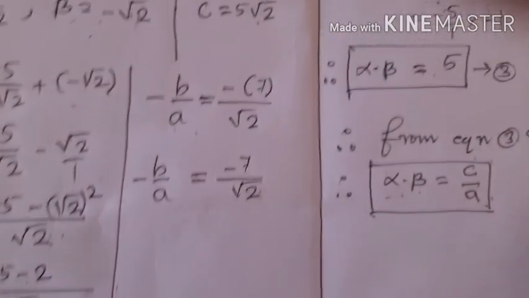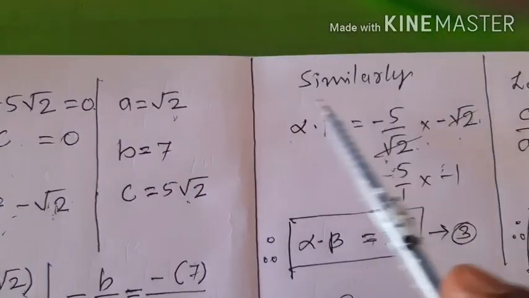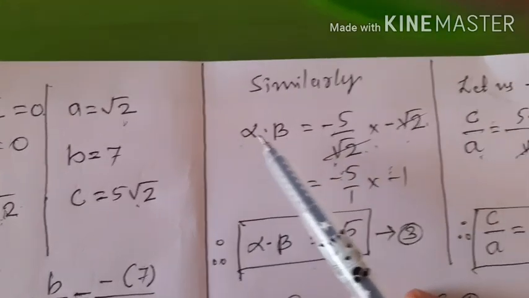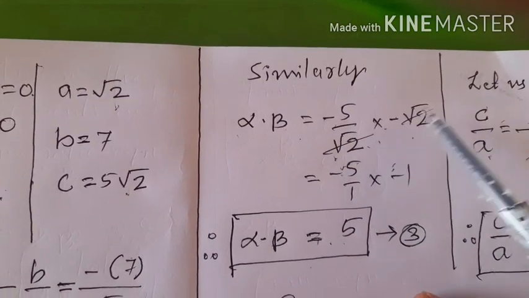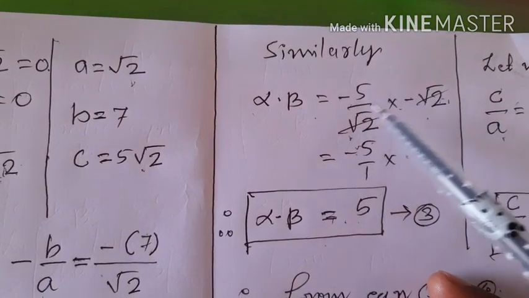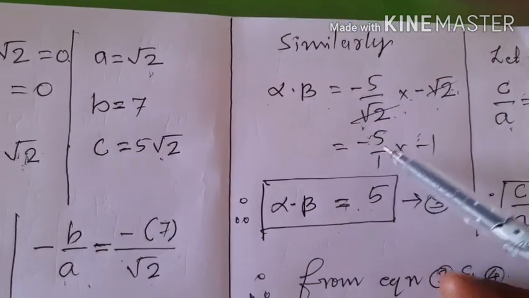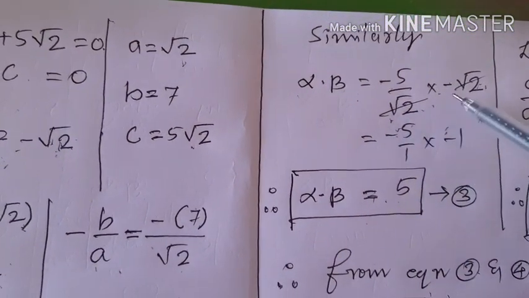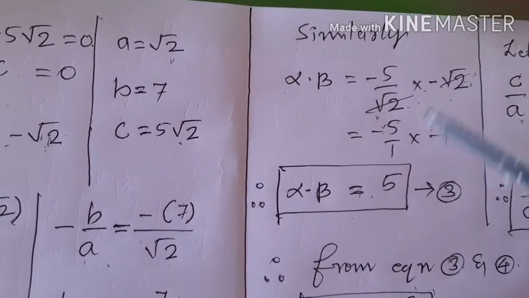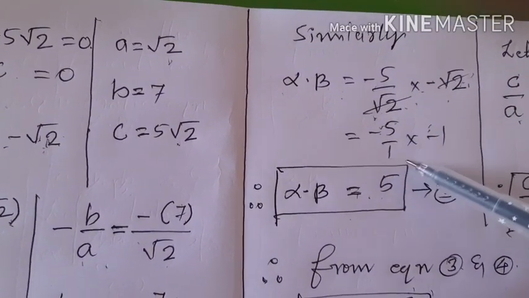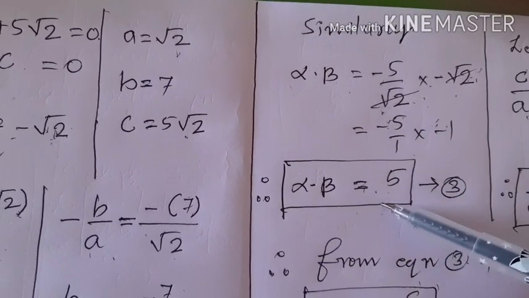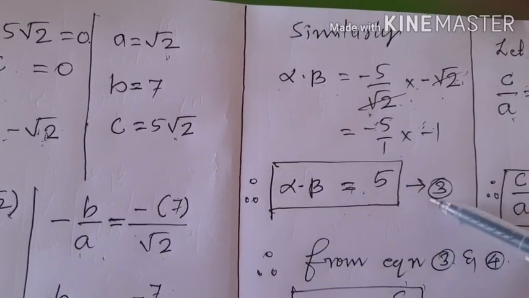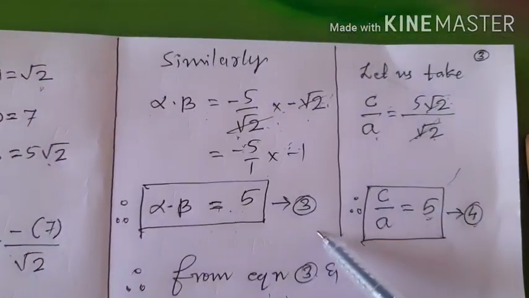Right? So children, let us take the product of the roots. Alpha into beta is equal to minus 5 root 2 by root 2 into minus root 2. Right? Minus into minus is plus here, and root 2 gets cancelled. That's why it is 5 upon 1 into 1. So minus into minus is plus, 5 ones are 5. Therefore, alpha into beta is 5. I call this equation 3.